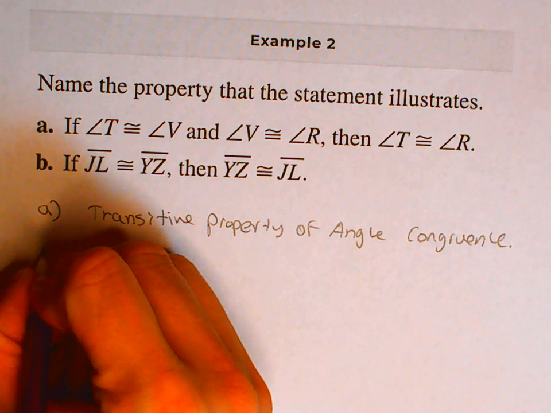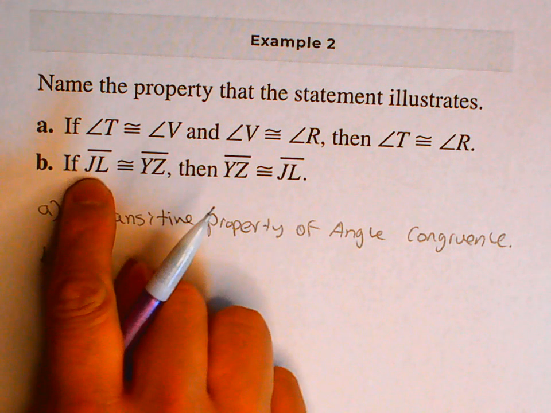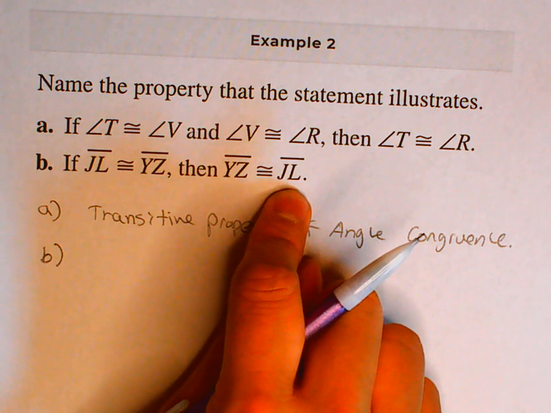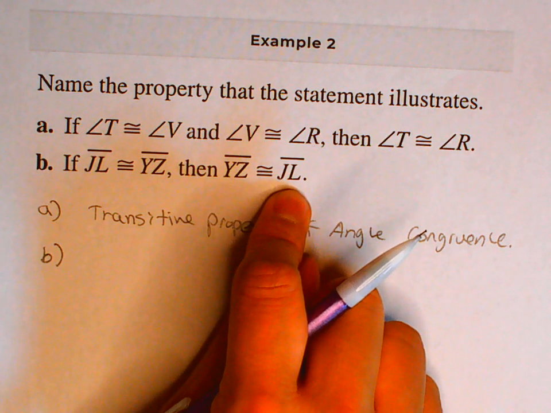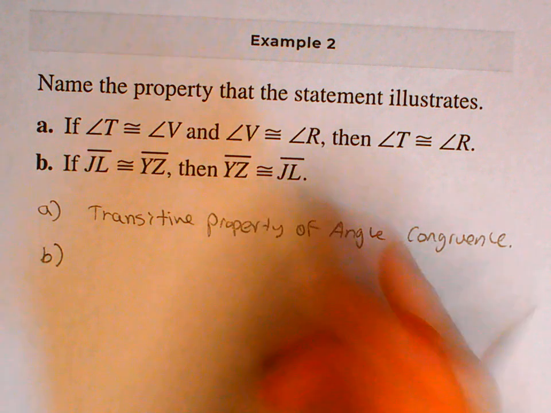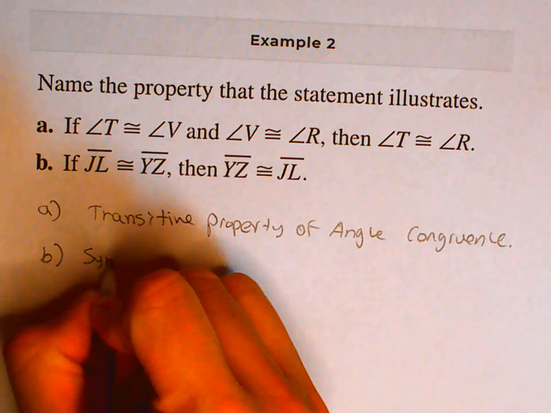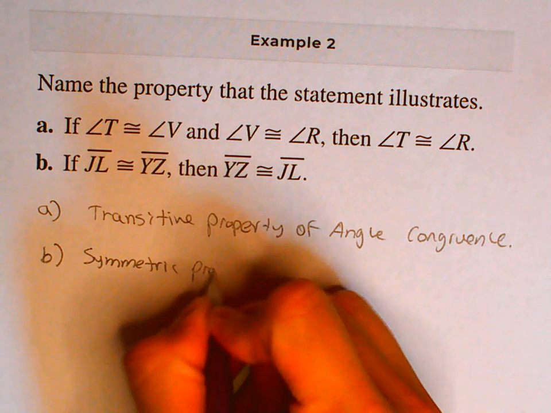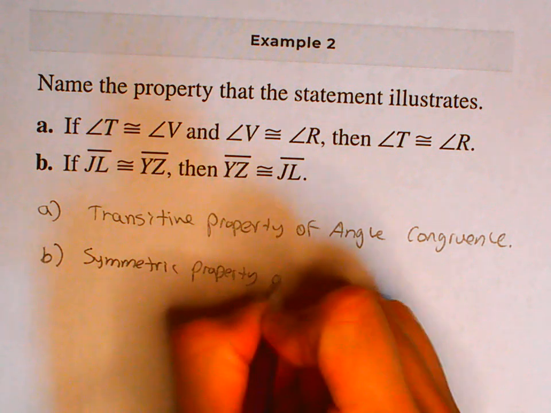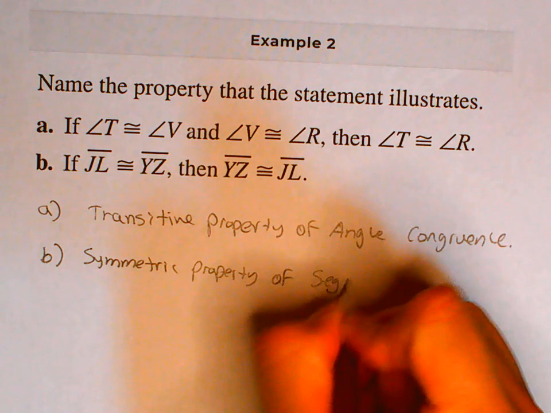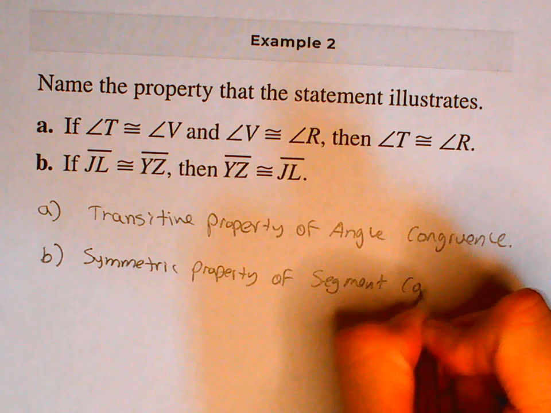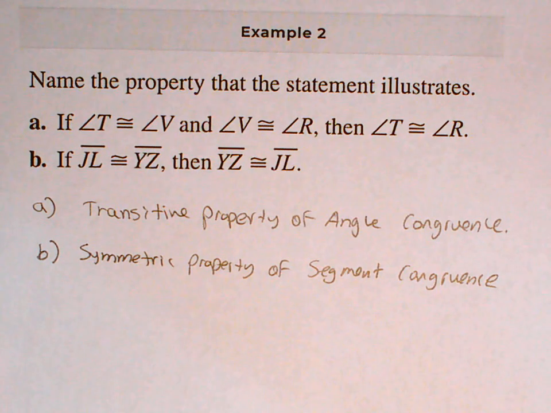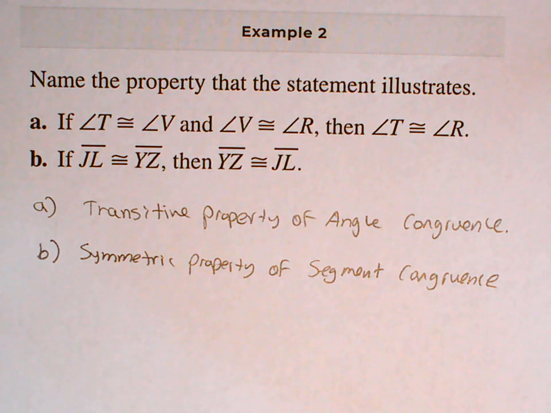Okay, B. If JL is congruent to YC, then YC is congruent to JL. So if you're looking at page 56, that's the same thing as the symmetric property of segment congruence. So 2 is easy because you're just identifying what the property is going to be.